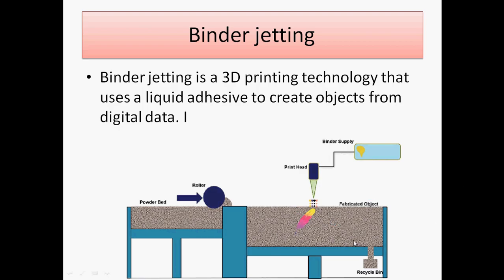So here the powder form is there, so rolling action is being done over here, and the binding of the materials is caused by this roller action as well as the heating action. So this is the printer head, and after that we can form our fabricated objects.